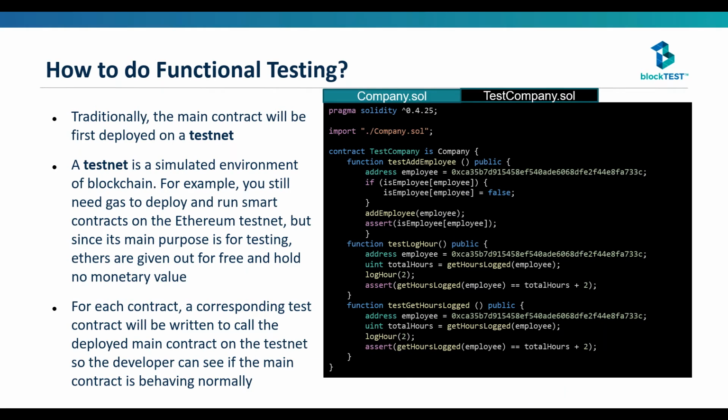Well, traditionally, each main contract will first be deployed on a testnet. A testnet is a simulated environment of a blockchain. For example, on the Ethereum testnet, you will need gas to deploy and run smart contracts. Since its purpose is for testing, the ethers are given out for free and they hold no monetary value. So for each contract, you would need a corresponding test contract. After the test contract is written, you can deploy it with the main contract. And on the testnet, you can call the test contract to see if the main contracts are behaving normally.